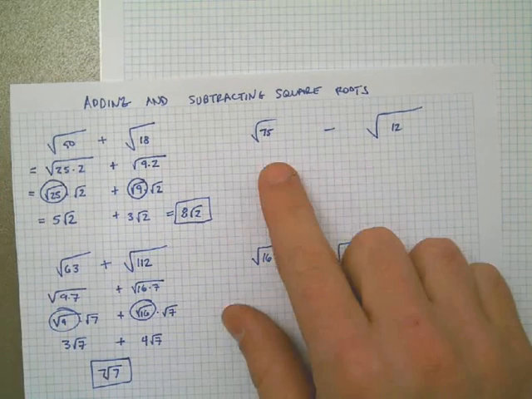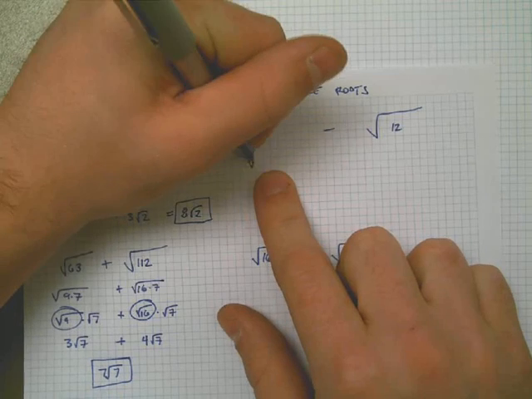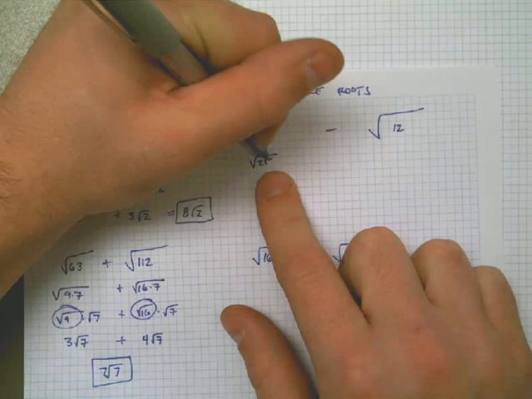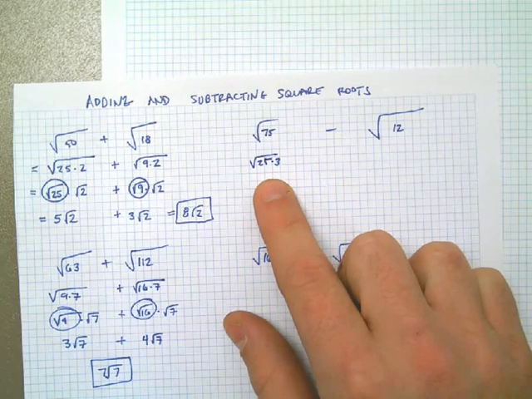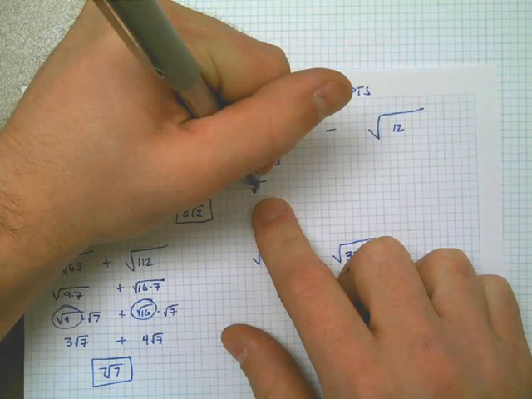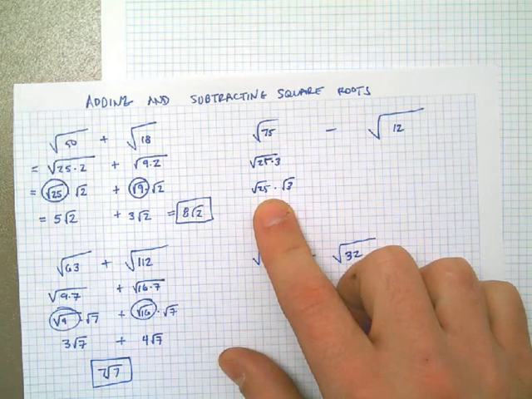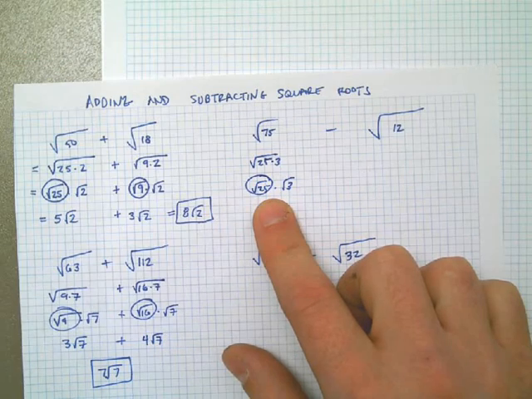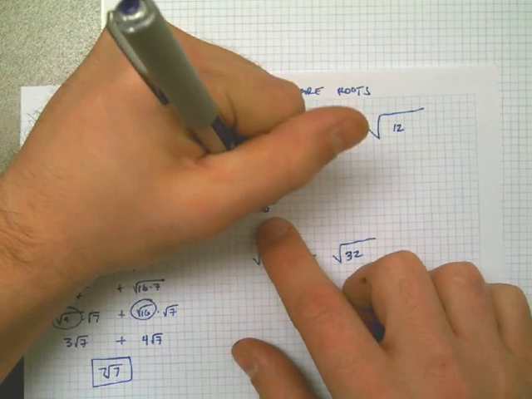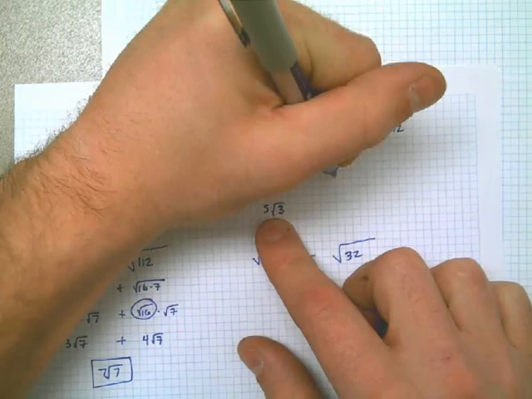75, the biggest perfect square that goes into that is 25. So that's 25 times 3. The square root of 25 times the square root of 3 would be written as 2 separate square roots. That's important because I know that's 5. I have 5 square roots of 3.